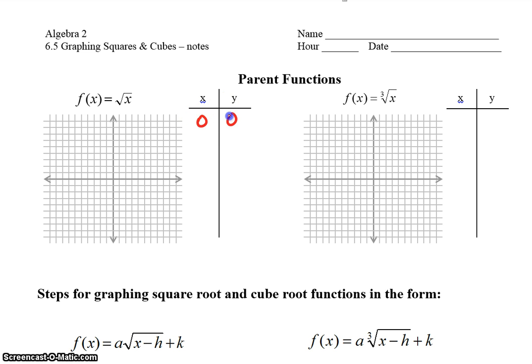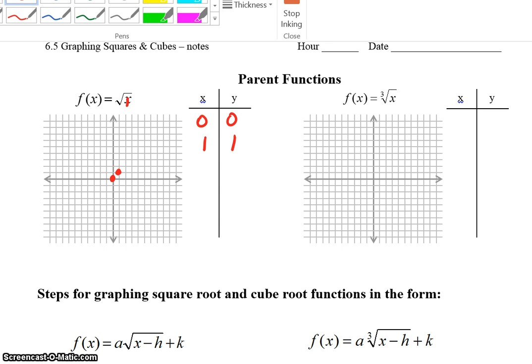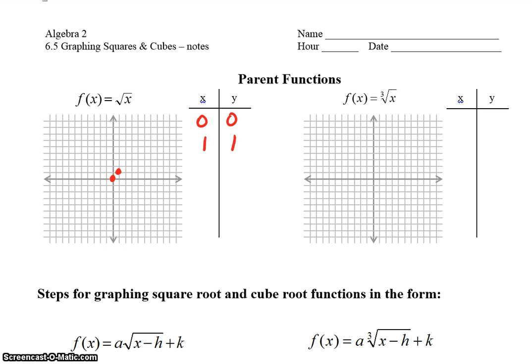We plug in 0, we get 0. We can plug in 1 for X. We plug in 1. We get the square root of 1, which is 1. So 1, 1 is a good point. Okay, how about 2? Is 2 a good point? If we plug in x equals 2, we get the square root of 2, and that's not easy to plot. So we're not going to plug in 2.